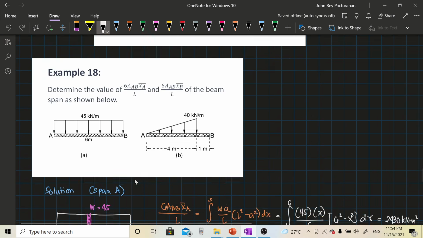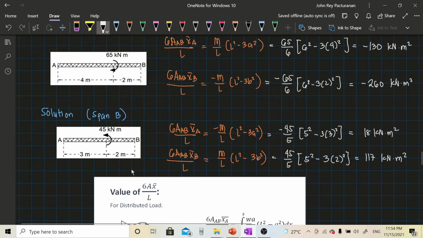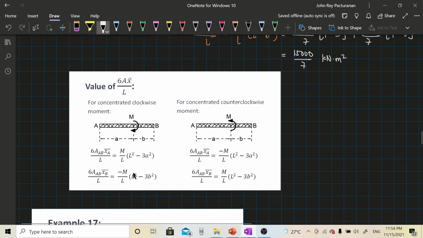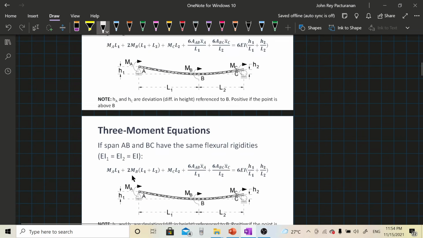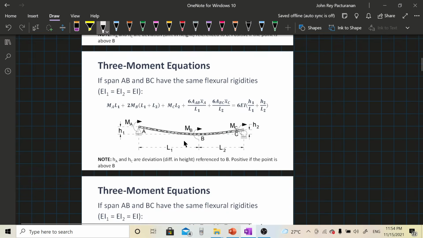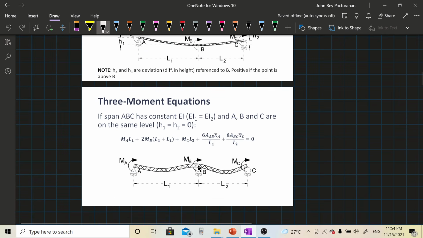Okay? So, I hope naintindihan nyo itong video na to despite the fact na napakahaba na. Kasi nga, uulitin ko, isa sa pinaka-challenging na part ng paggamit ng three-moment equation is yung paghahanap ng value ng constant because that will depend on the orientation of our loadings. Pero kapag nahanap nyo na to, magiging sobrang basic na nito. Oo, magtiwala ka. And we will illustrate that on the next video.